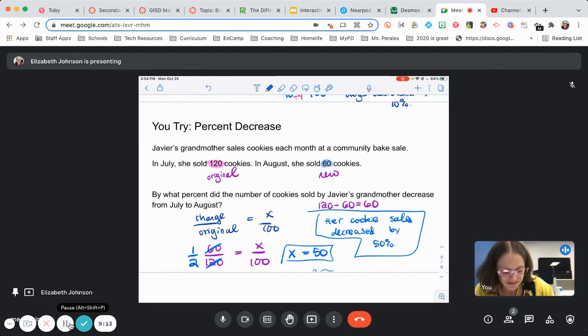All right, well, thank you. That is our formula for percent increase and decrease. It works similarly. Find the change, put the original in the denominator, and then write it as a proportion with the other ratio as X over 100.